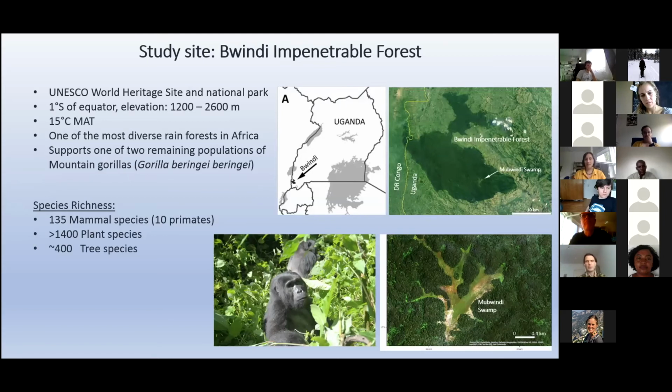We are working in Bwindi Impenetrable Forest, which is a UNESCO World Heritage Site and a national park in southwest Uganda, close to the border to Congo. It's one of the most diverse forests in Africa and very famous for representing one of the two last remaining places where mountain gorillas occur worldwide. So it's a very important conservation site and extremely diverse. There's a lot of research going on, but not much is known about the paleoecology and history of this site, which is the goal of our project.